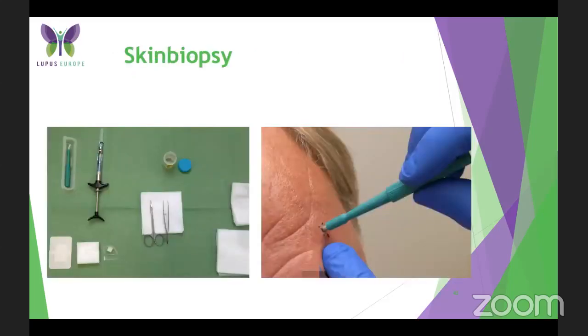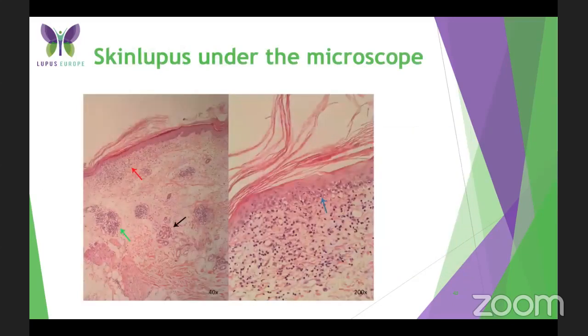And in this slide, I've tried to show you how a skin biopsy is actually taken. When we take a skin biopsy, our goal is to biopsy, for example, a 3 mm part of the involved skin. Next slide, please. And investigate this under the microscope. And skin lupus under the microscope shows some characteristic findings. So you can see some findings which are suggestive for lupus. Next slide, please.